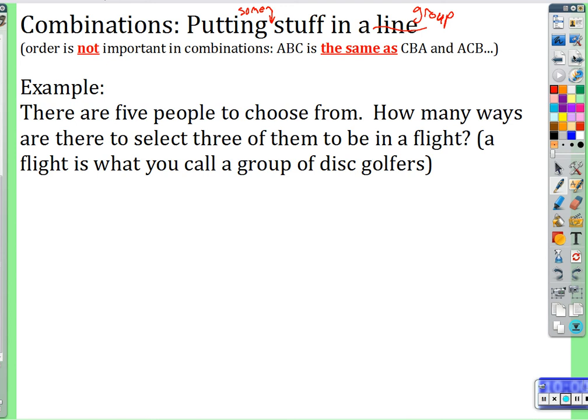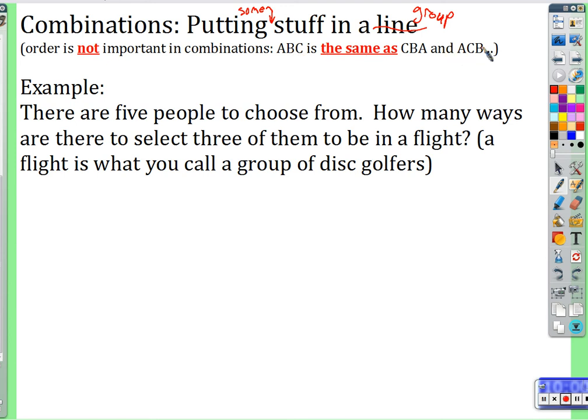If it's not important, then they can be in any order. So ABC, BCA, those are different things. It can get confusing, okay? But when we say order is not important, it means no matter what order the three things are in, it doesn't matter. They're the same, and I crossed out line and wrote group. We're putting things not in order, not in a line, but just in a group, just a bunch of people, a bunch of things, a bunch of bowling balls or cups of yogurt, whatever they might be. In this instance, ABC is the same as CBA and ACB.